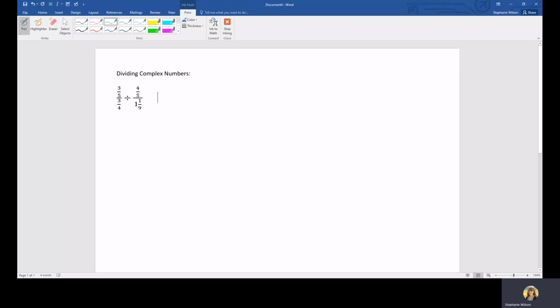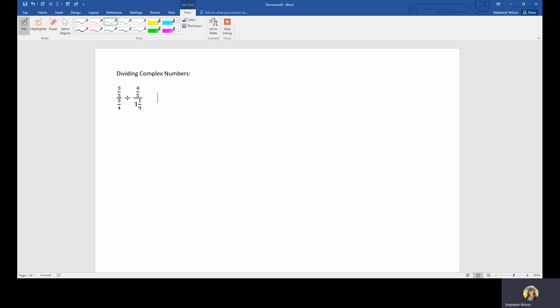Dividing complex numbers. Division can be overwhelming, especially when you talk about fractions, but just know that you can do this. When I look at this, I see so much going on that I have to break it apart and make it flow better.